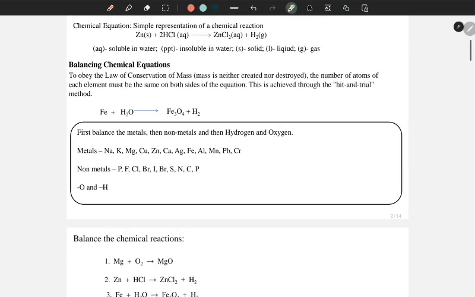So now, balancing a chemical equation. Why do we need to balance a chemical equation? We balance a chemical equation to obey the law of conservation of mass. Okay, so what does law of conservation of mass mean? It means mass is neither created nor destroyed. That means the number of atoms of each element must be the same on both sides of the equation.